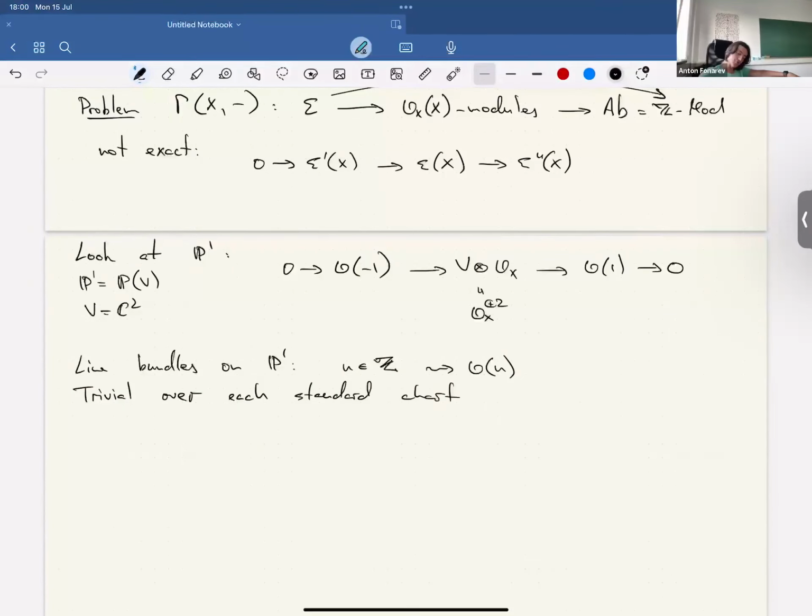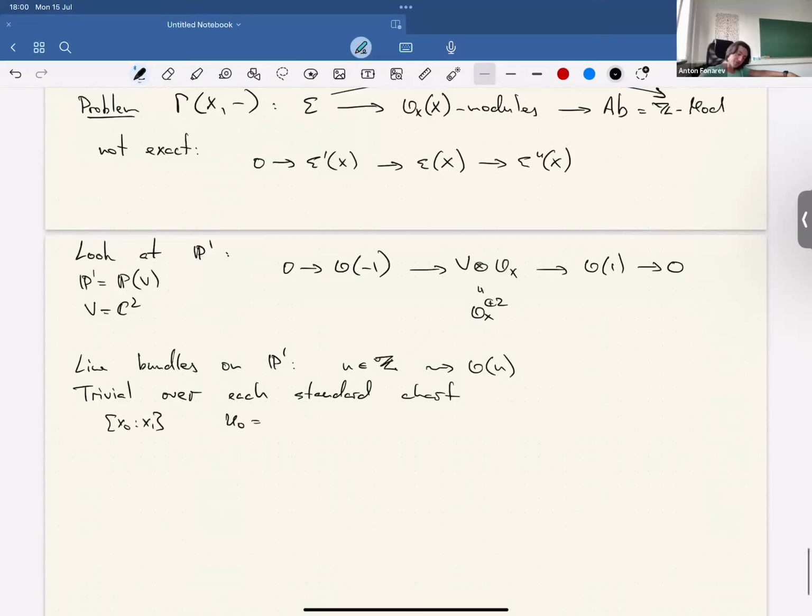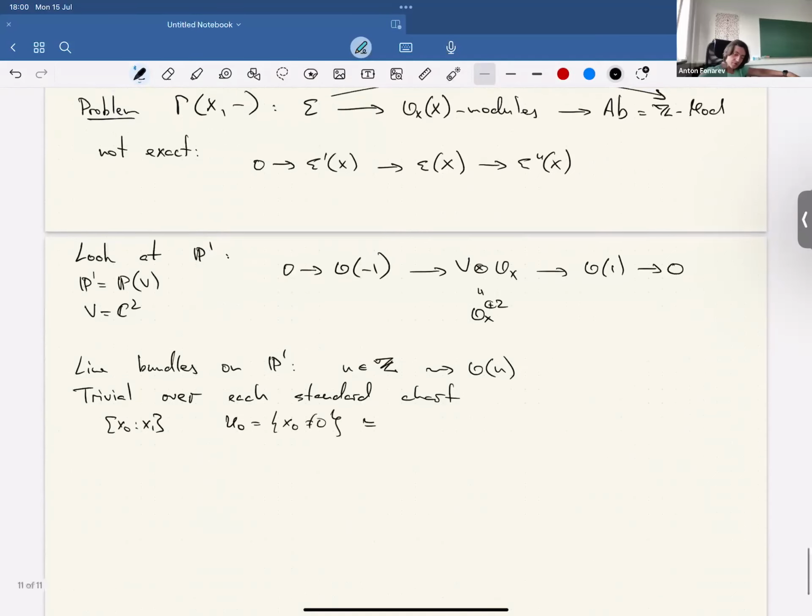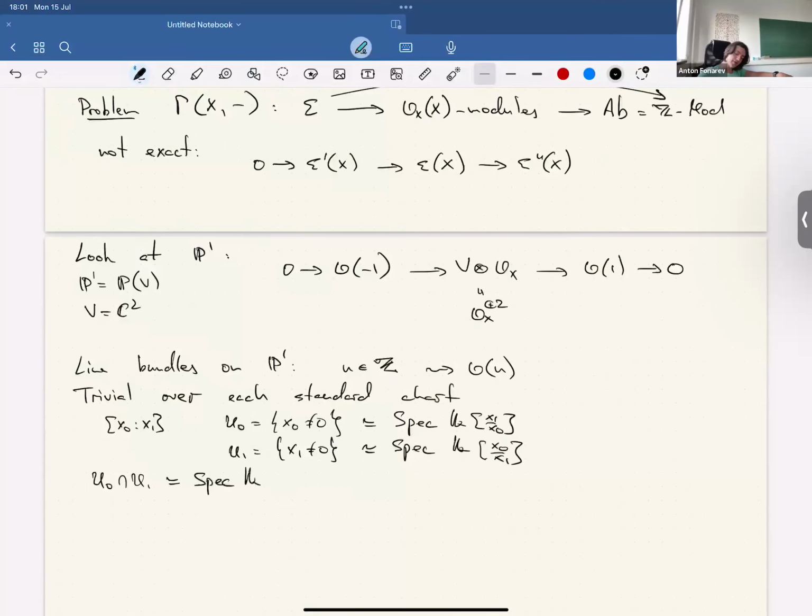So let's say the homogeneous coordinates are x0 and x1, and u0 is the set where x0 is non-zero, and this is isomorphic to spec of k[x1/x0]. Then u1 is the set of points where x1 is not equal to 0, which is isomorphic to spec of k[x0/x1]. And then the intersection, u0 intersected with u1, is isomorphic to spec of k[x0/x1, x1/x0], meaning that these are two variables that if you multiply them, you get 1.